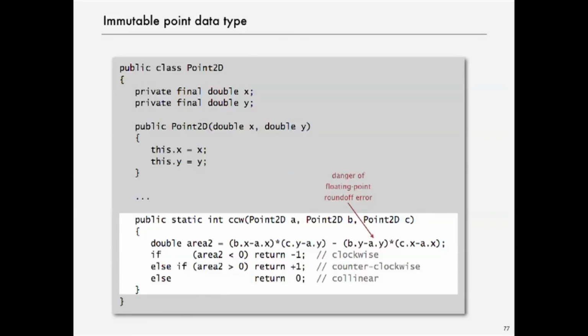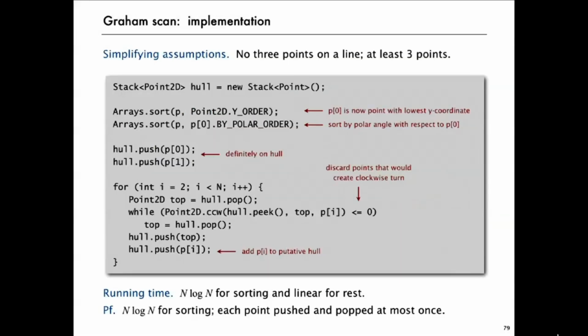If we implement a point data type for computational geometry, it can have a method, CCW, that just with this little math calculation, (b.x - a.x) times (c.y - a.y) minus (b.y - a.y) times (c.x - a.x), gives you immediately whether it's counterclockwise, clockwise, or collinear. Not much code at all. And that method is the basis for the Graham scan.